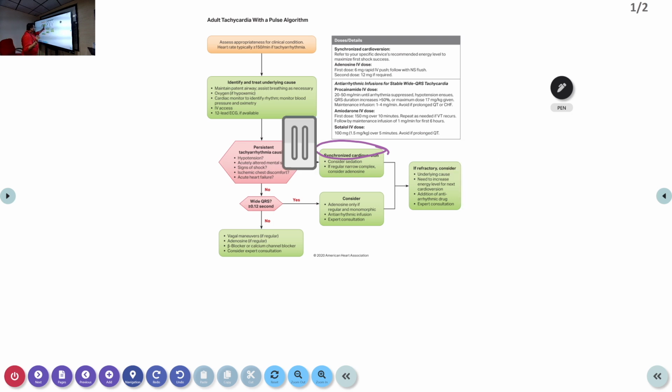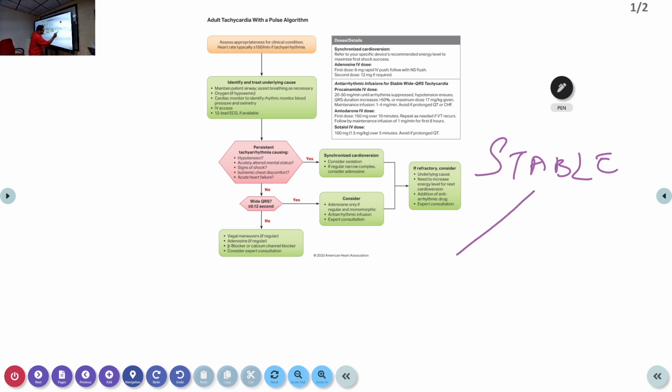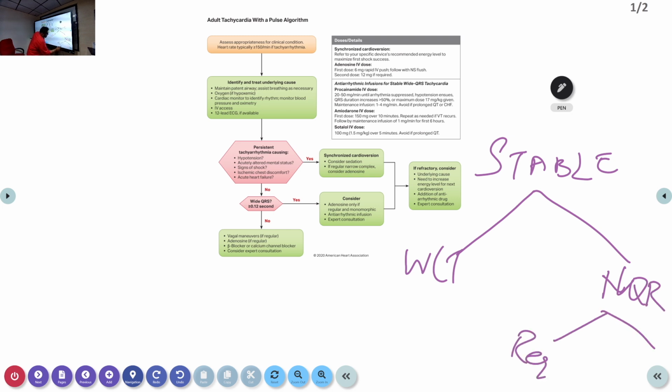Now, the patient is stable. We have discussed unstable; now the patient is stable. Stable can again have two limbs: you can have wide complex tachycardia and narrow QRS tachycardia. Among narrow QRS, you can again have regular and irregular. Clear? So we will take the first one, wide complex tachycardia.